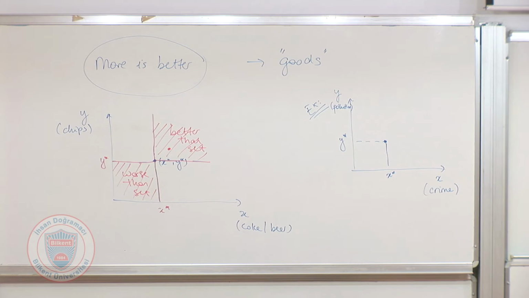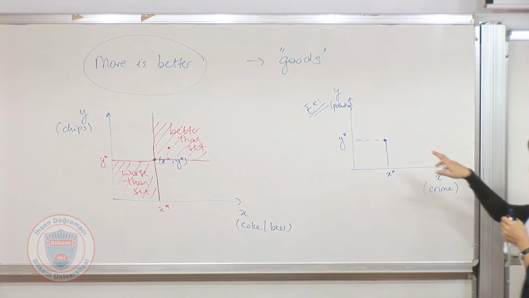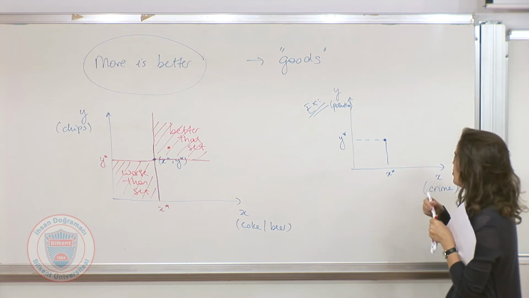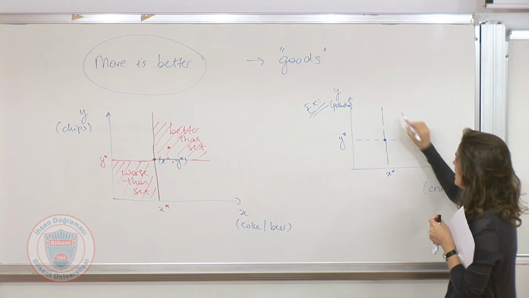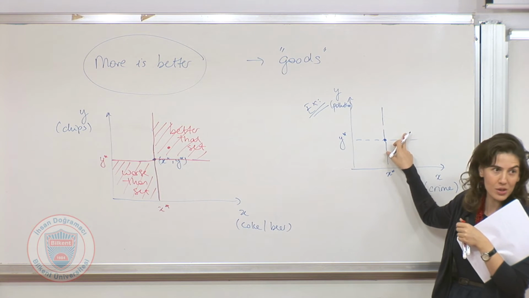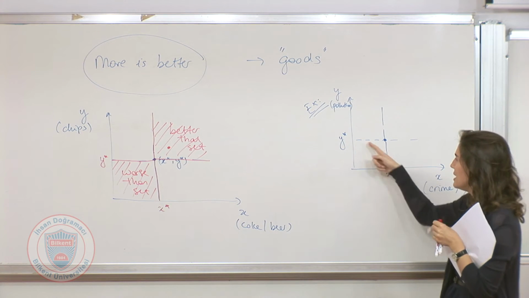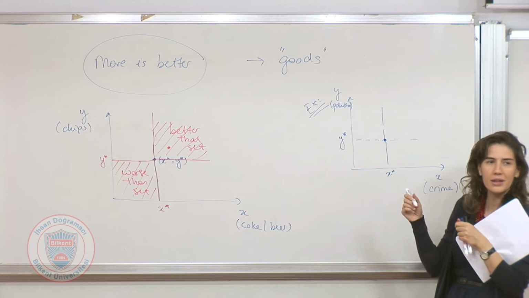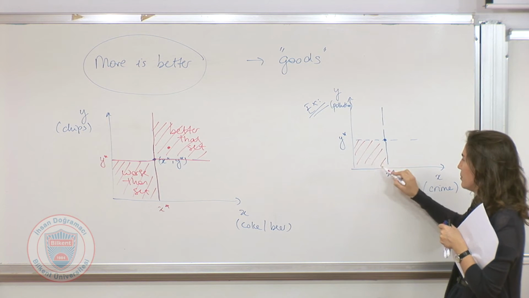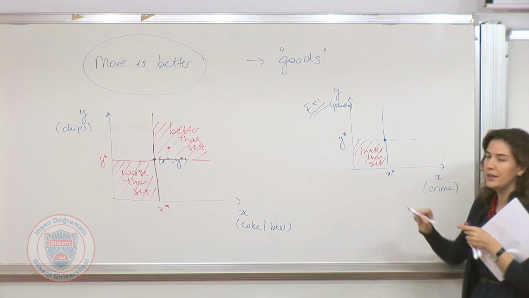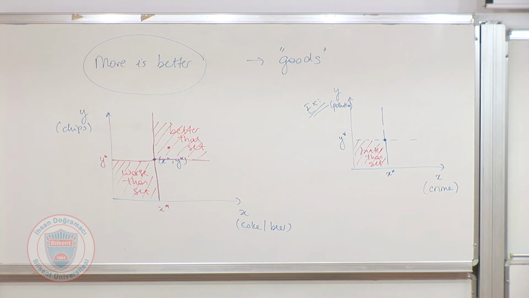So which part would be the better than set then? Is this region still the better than set? No, this is actually worse than, because you're having more crime and more pollution. So basically here is going to be the better than set. It would be completely the reverse. So you see that it's important whether you're dealing with goods or bads.